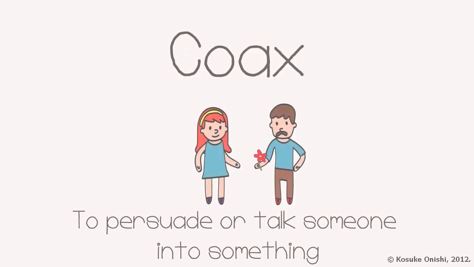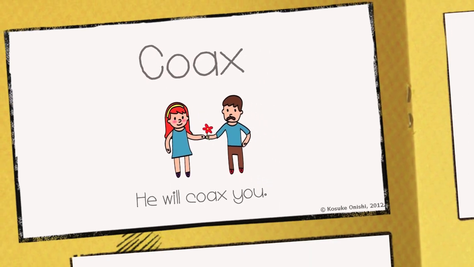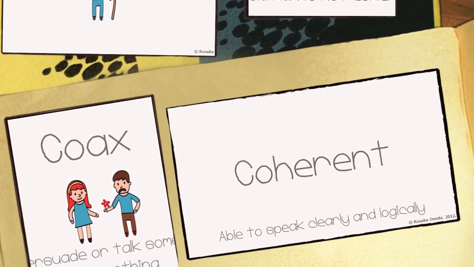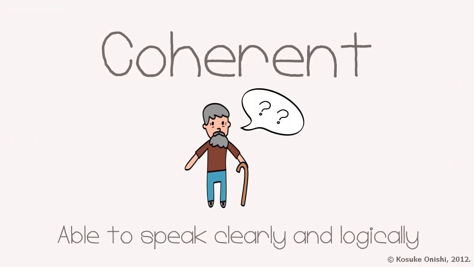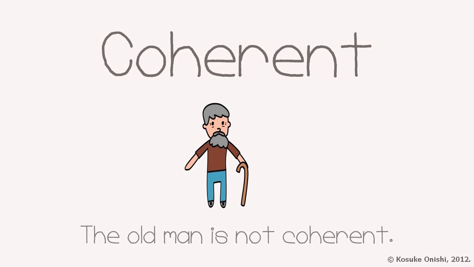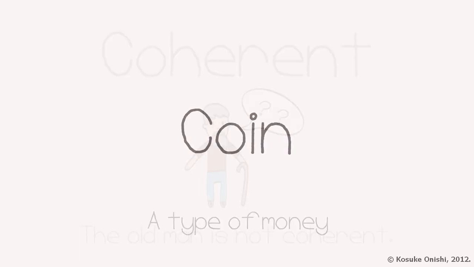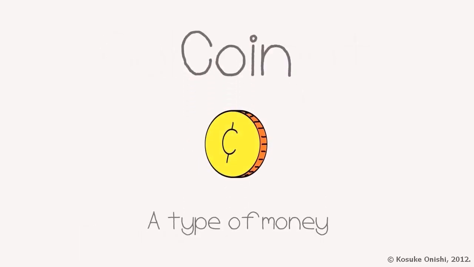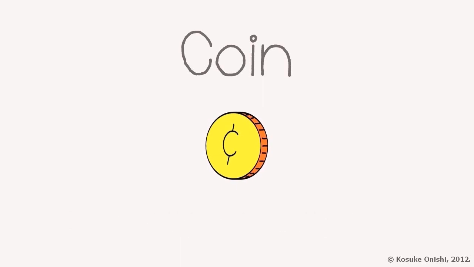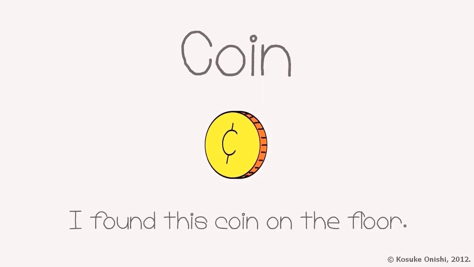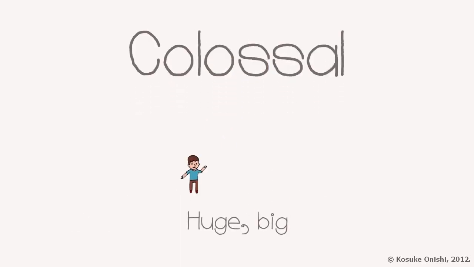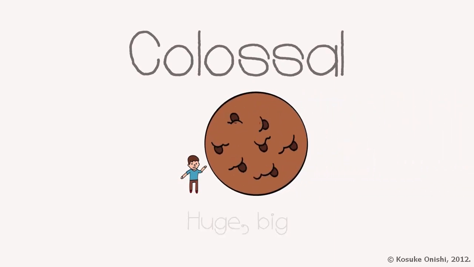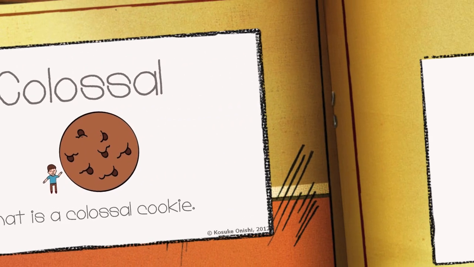Coax. To persuade or talk someone into something. He will coax you. Coherent. Able to speak clearly and logically. The old man is not coherent. Coin. A type of money. I found this coin on the floor. Colossal. Huge. Big. That is a colossal cookie.